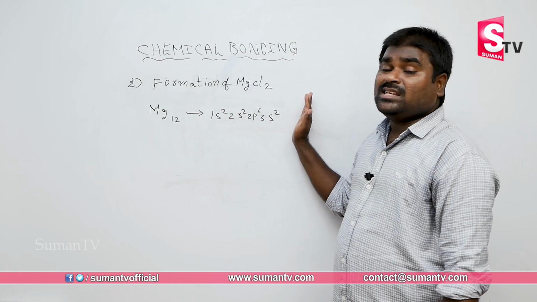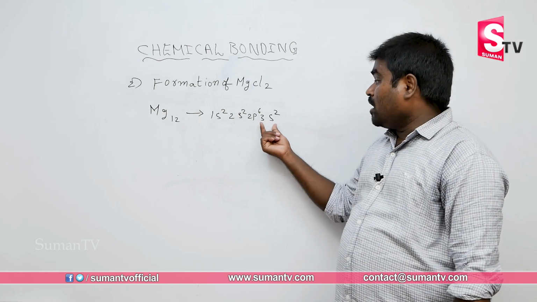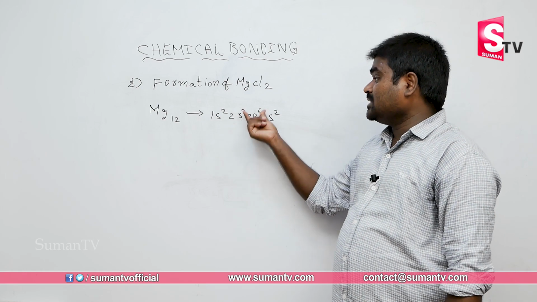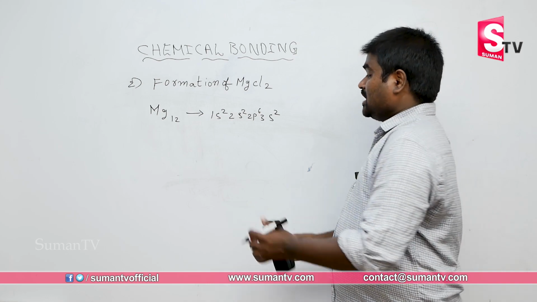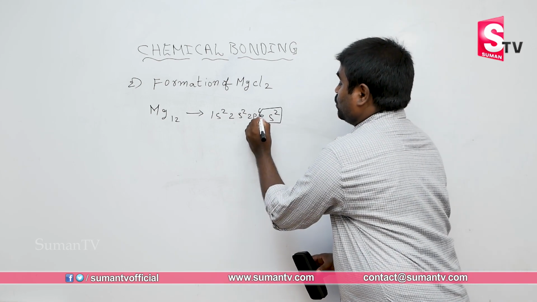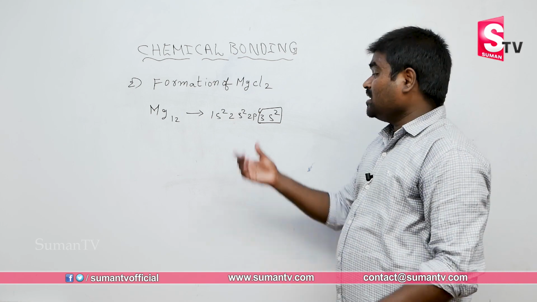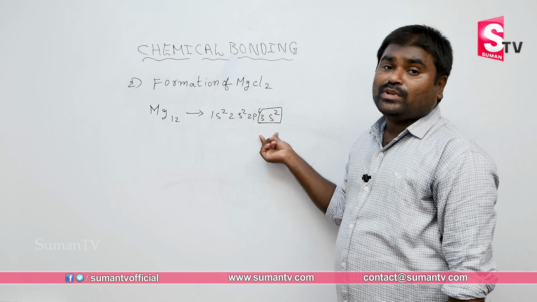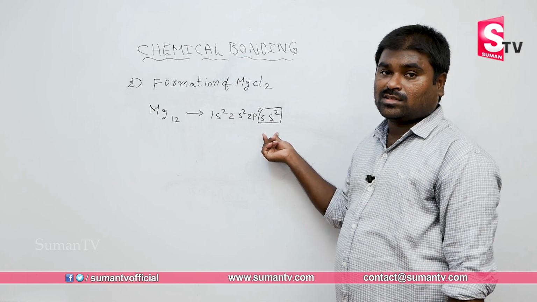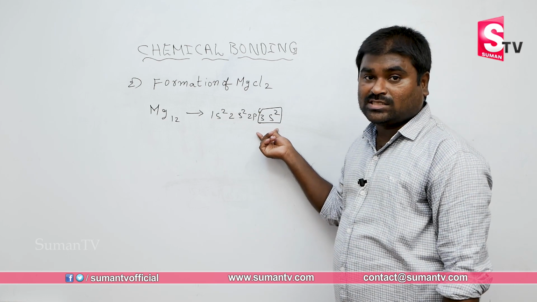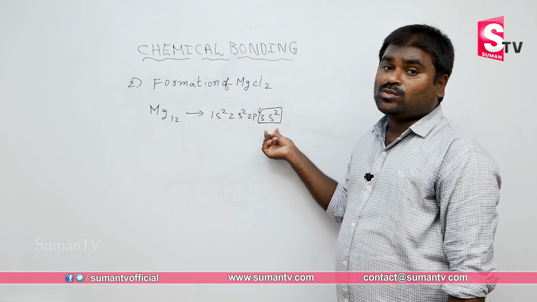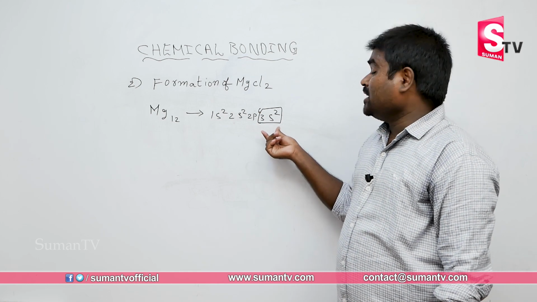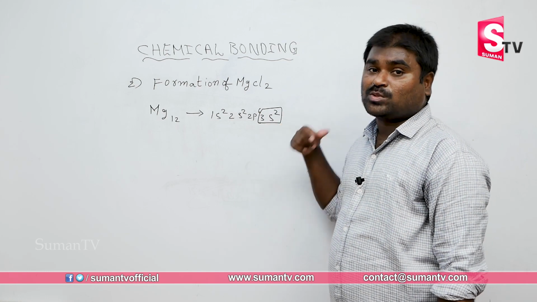Children, for magnesium to get stability, which is the outermost valence shell? It is 3s2, since 2s2 2p6 gives 8 already. Inside it, how many electrons are there? 2 electrons, which we call valence electrons. In magnesium, 2 valence electrons are there. To get stability it would need 6 more electrons.